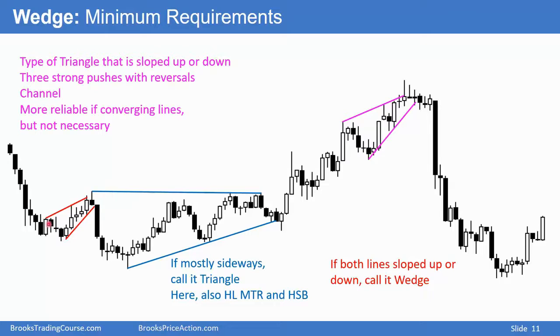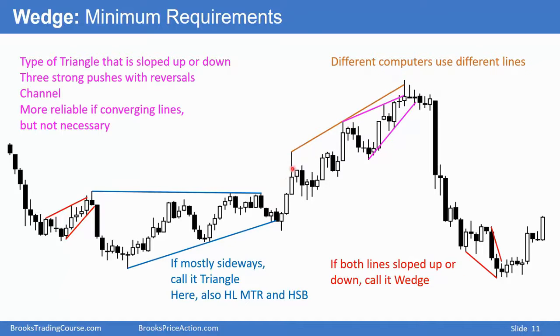If you have a channel, you have a pair of lines. If they're sloped up, it's a wedge, and it can be a bear flag in a bear trend, or it can be a top in a bull trend. Here we have a wedge bottom. It does not look like a wedge, but it is. We have 3 pushes down, 1, pullback, 2, pullback, 3. A small double bottom created the first 2 pushes, and then the third push here.